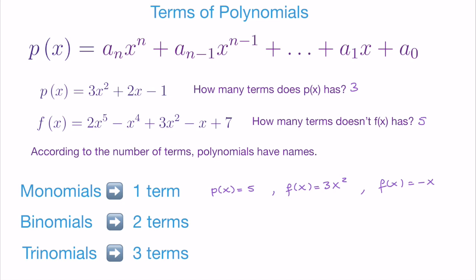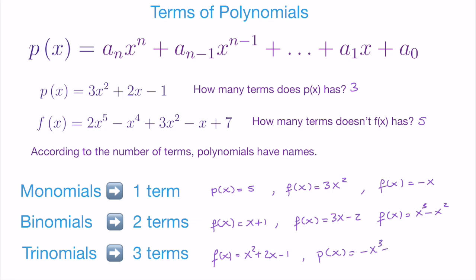Binomials are 2 terms. They look like, I don't know, f of x equals x plus 1 or f of x equals 3x minus 2 or f of x equals x cubed minus x squared. Those are all binomials. Trinomials, you can imagine. F of x looks like something like x squared plus 2x minus 1 or minus x cubed plus 2x minus x. 3 terms. Polynomials with more than 3 terms do not have specific names.